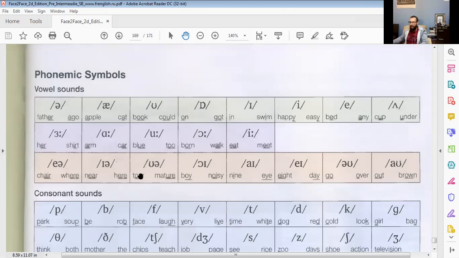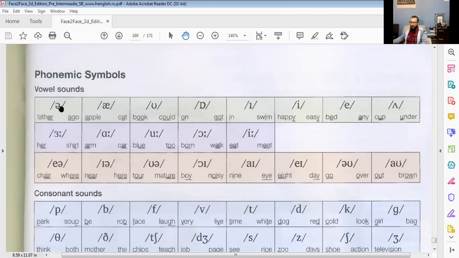So they call these diphthongs. لكن لو تلاحظ الثانيات فيهم صوت واحد بس. The first group هذول اللي هم short vowels. لما تلقي نقطتين هذا long vowel. For example, her, arm, blue, born, eat. كلهم long vowels. اللي فوق كلهم قصار.